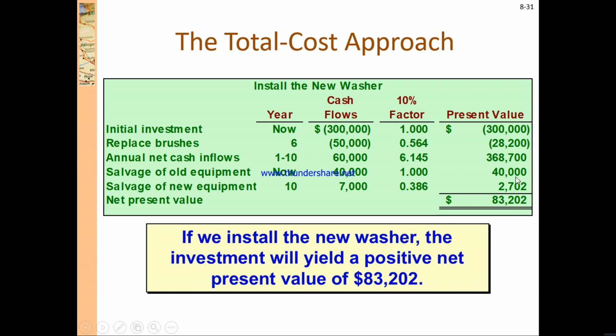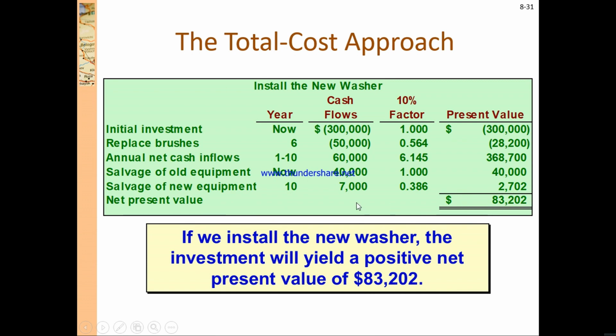Salvage value of the old equipment, now means 1, so 40,000. The amount will be 40,000 as a cash inflow. Salvage value of the new equipment is also a cash inflow. At the end of 10 years, the 10% present value factor is 0.386. So you have to multiply it with 7,000. Then the figure will be 2,702. So by summing the whole figure, we will get 83,202.